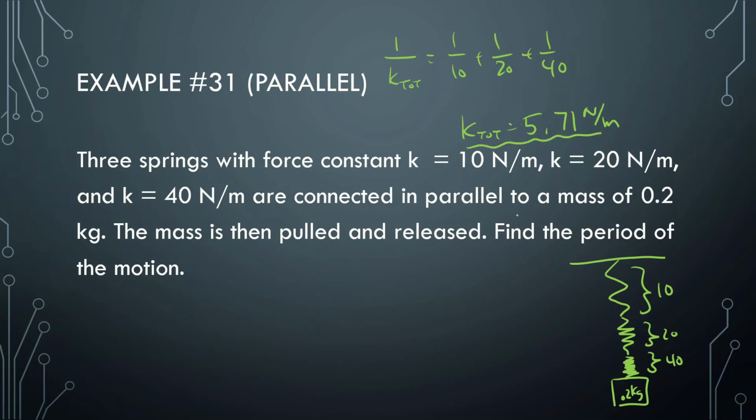Okay. Find the period of the motion. So we now know that period is equal to 2 pi times the square root of the mass, 0.2 kilograms, divided by the K total, which is 5.71. Now let's put that into our calculators. 2 pi times square root of 0.2 divided by 5.71. And we should get around 1.18 seconds.